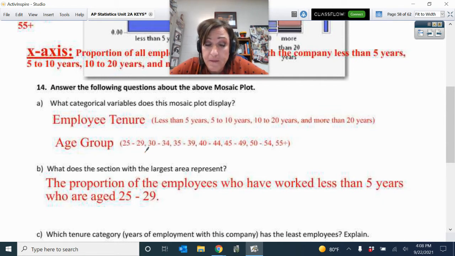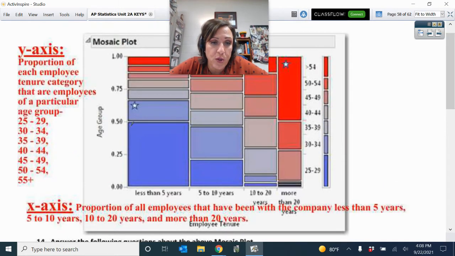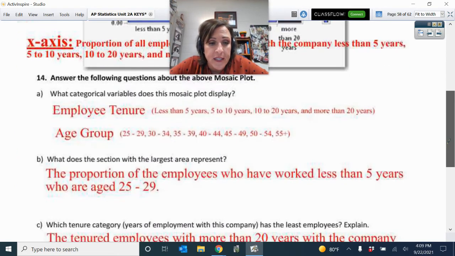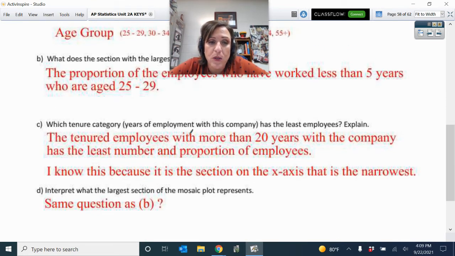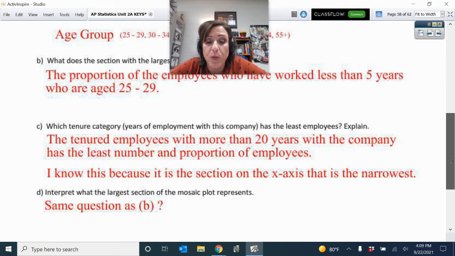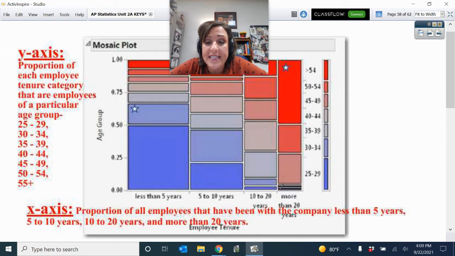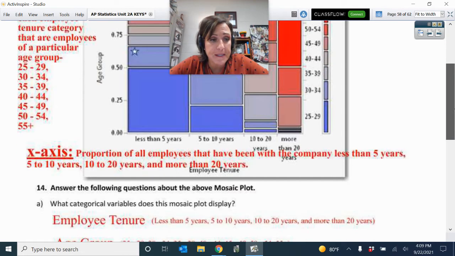Okay, and the largest section, of course, is this big blue section here, which is the proportion of employees that have worked there less than 5 years who are age 25 to 29. All right, and so then it is the tenured employees with more than 20 years of experience that have the least proportion of employees, and that is yes, because it is the smallest width of the x-axis.